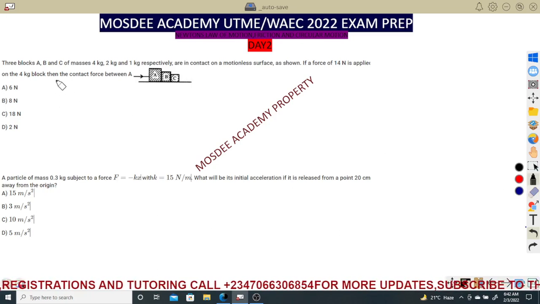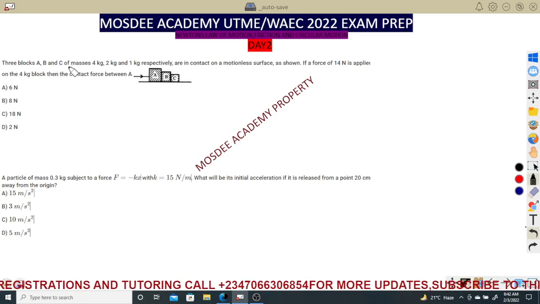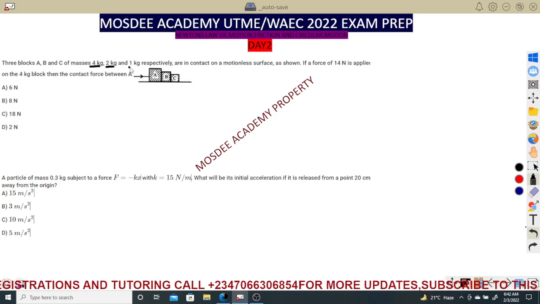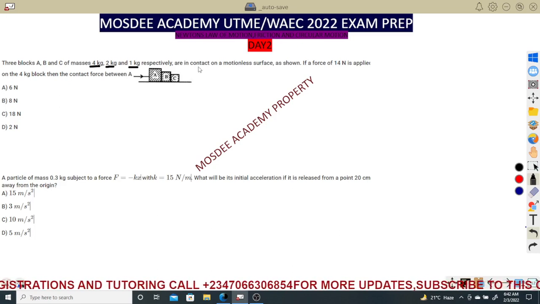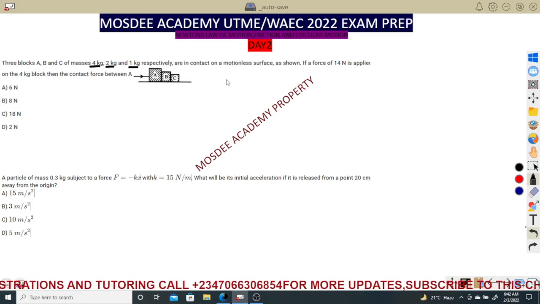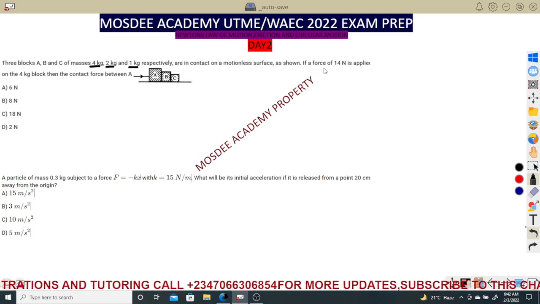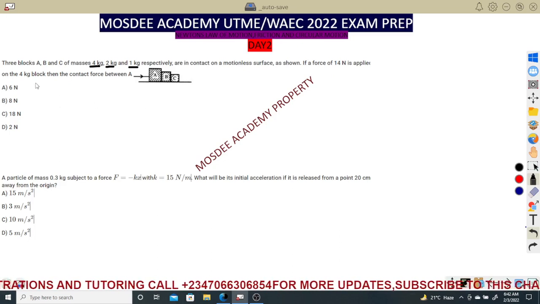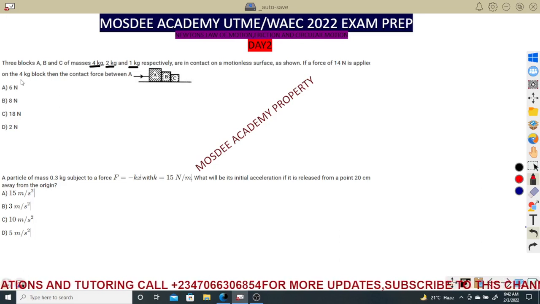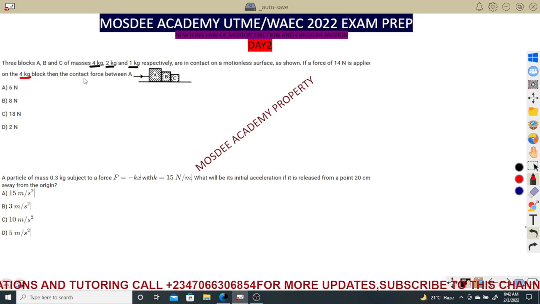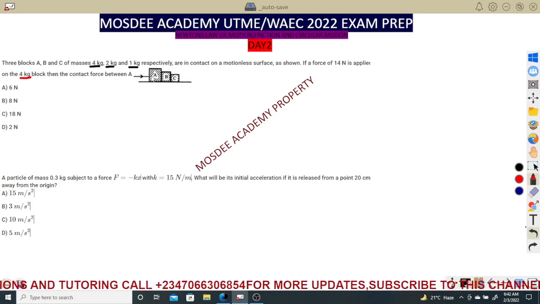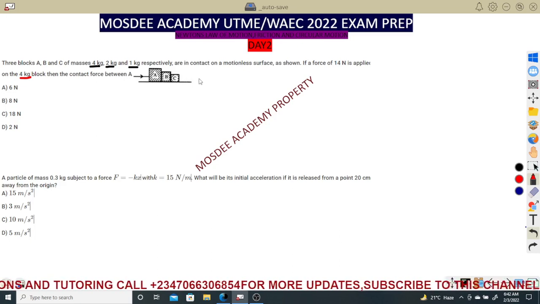So we have three blocks, A, B, and C, of masses 4, 2, and 1 kg respectively, in contact on a motionless surface. As shown, you can see that they are together. If a force of 14 Newton is applied on the 4 kg block, what is the contact force between A and B? You can see A is bigger than B, B is bigger than C.